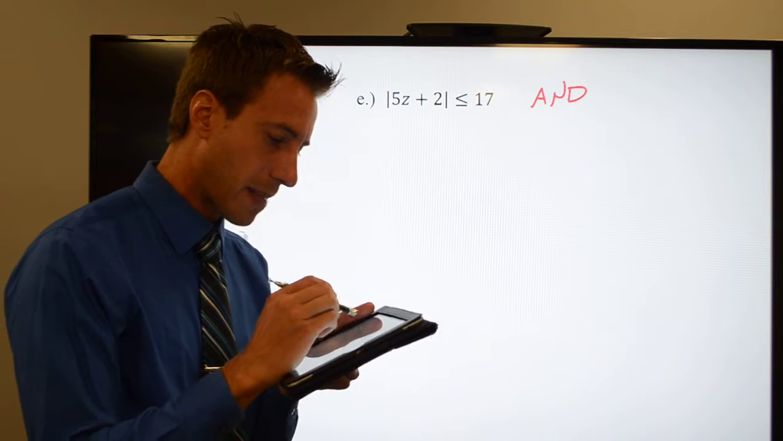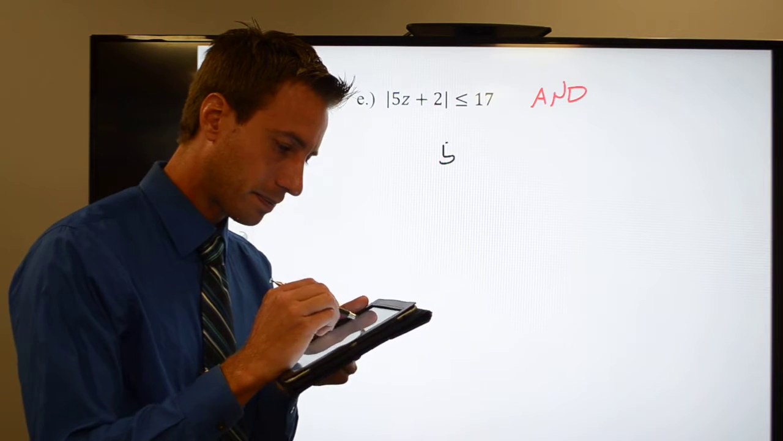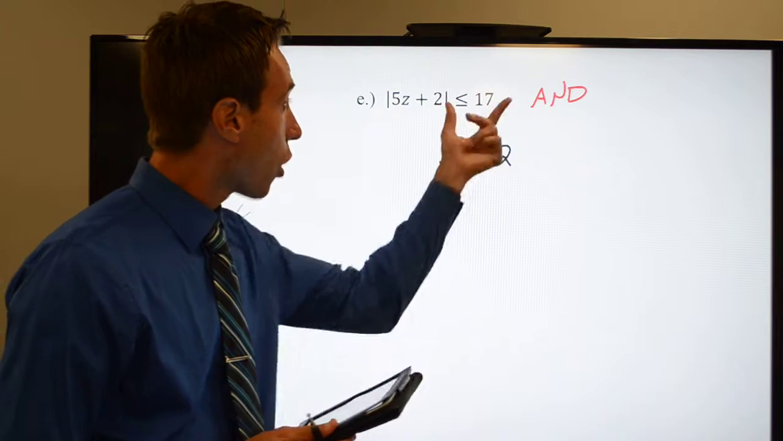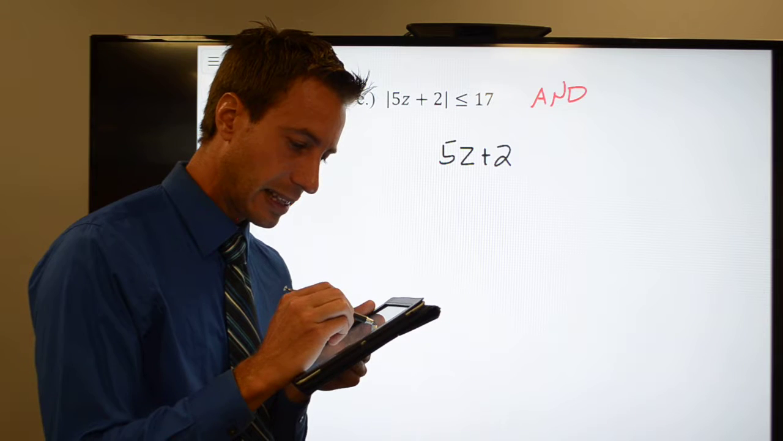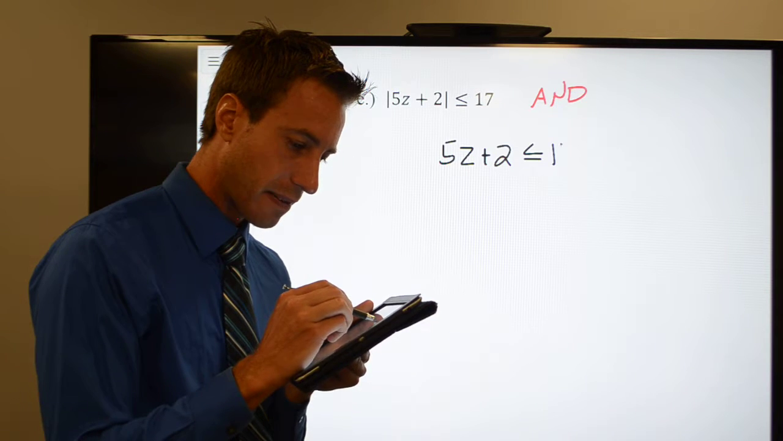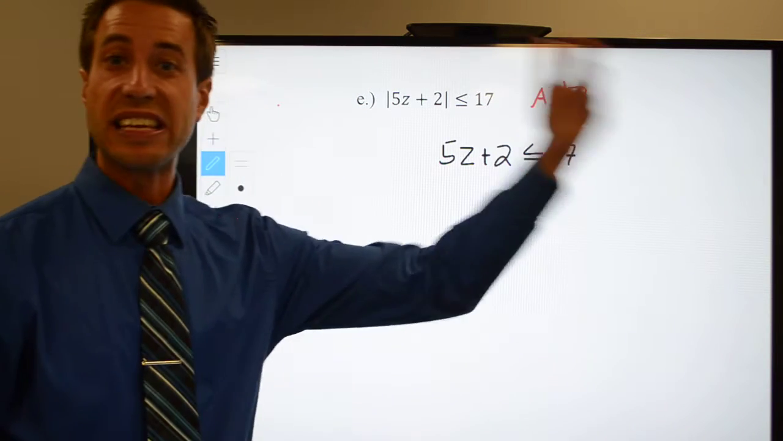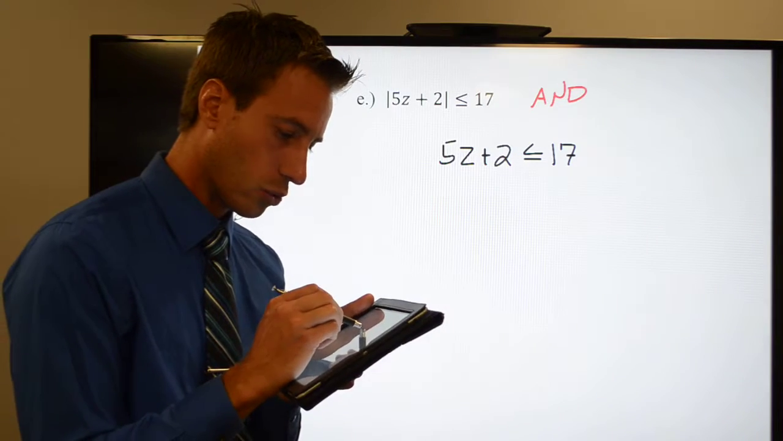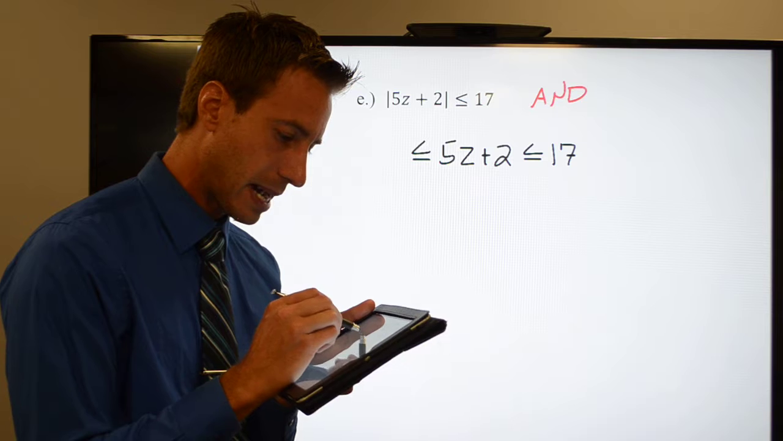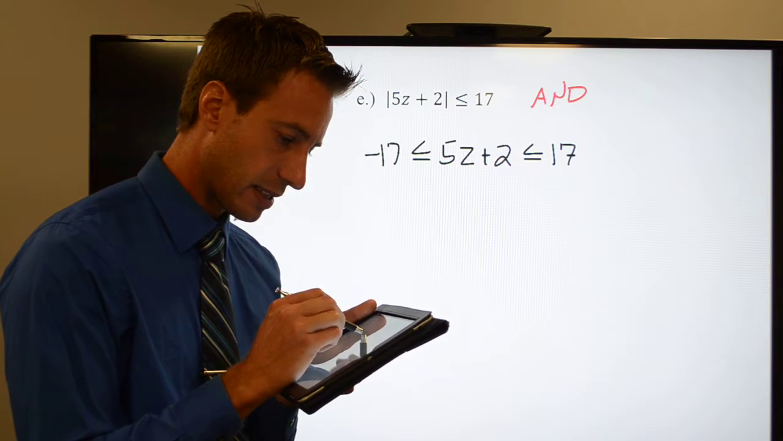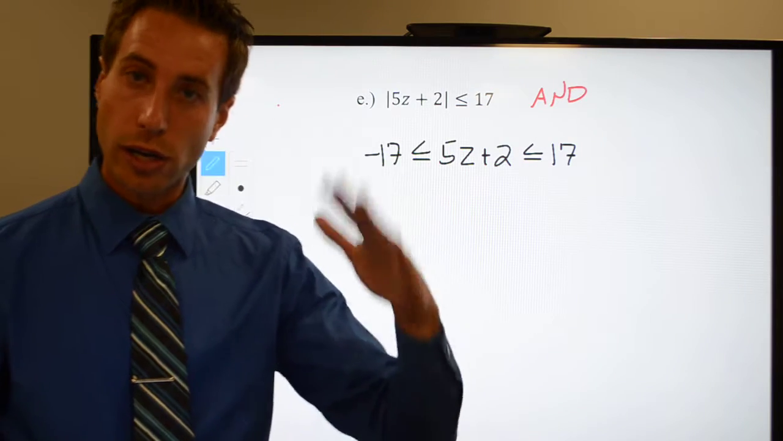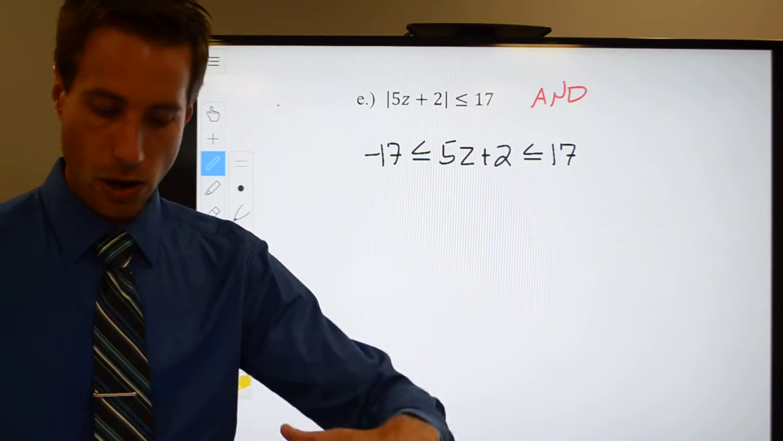So here's what we've got. I'm going to have the 5z plus 2. I keep what's already there. That is going to be less than or equal to 17. Then on the other side, because this one's less than or equal to, I need the greater than or equal to a minus 17. All right, well, now that I've got it set up, we're going to go ahead and solve this guy all at once.